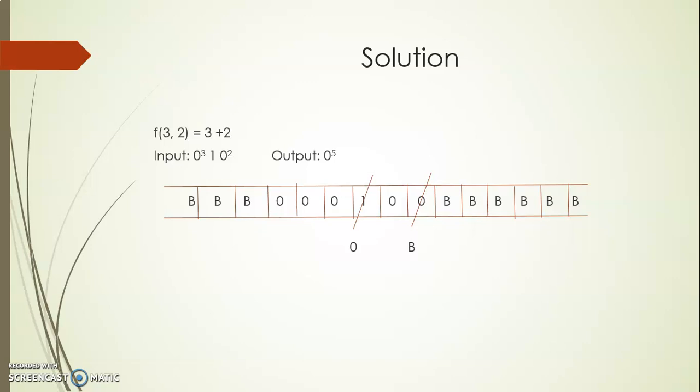So the only work that I have to do is to move this. So instead of moving it, I am converting this 1 to 0 and the last 0, which is near to the blank, to blank.